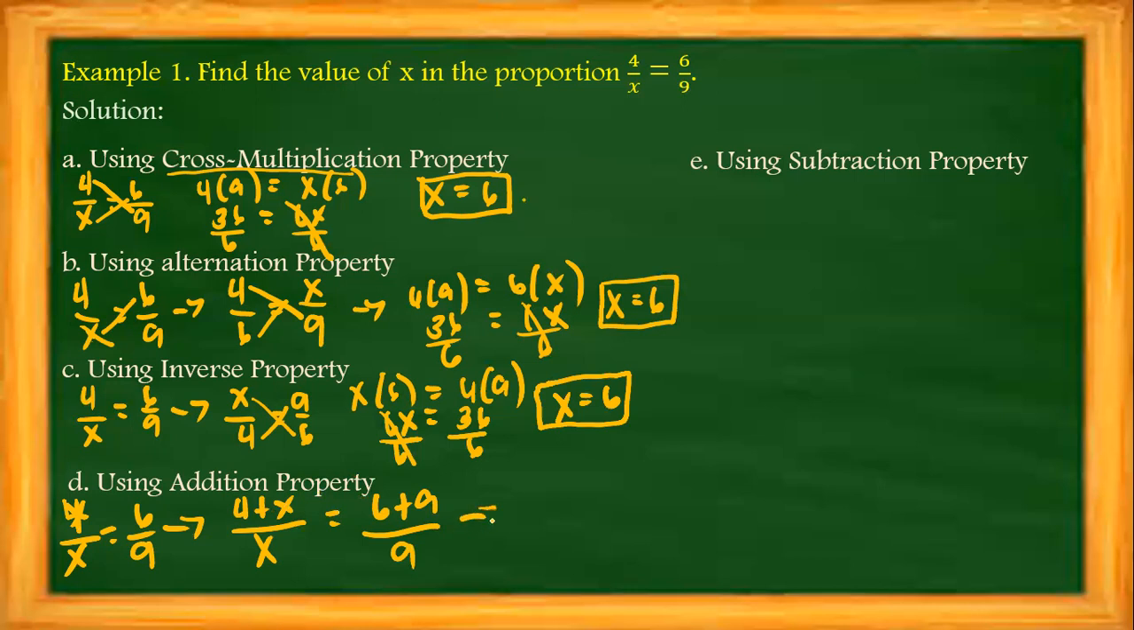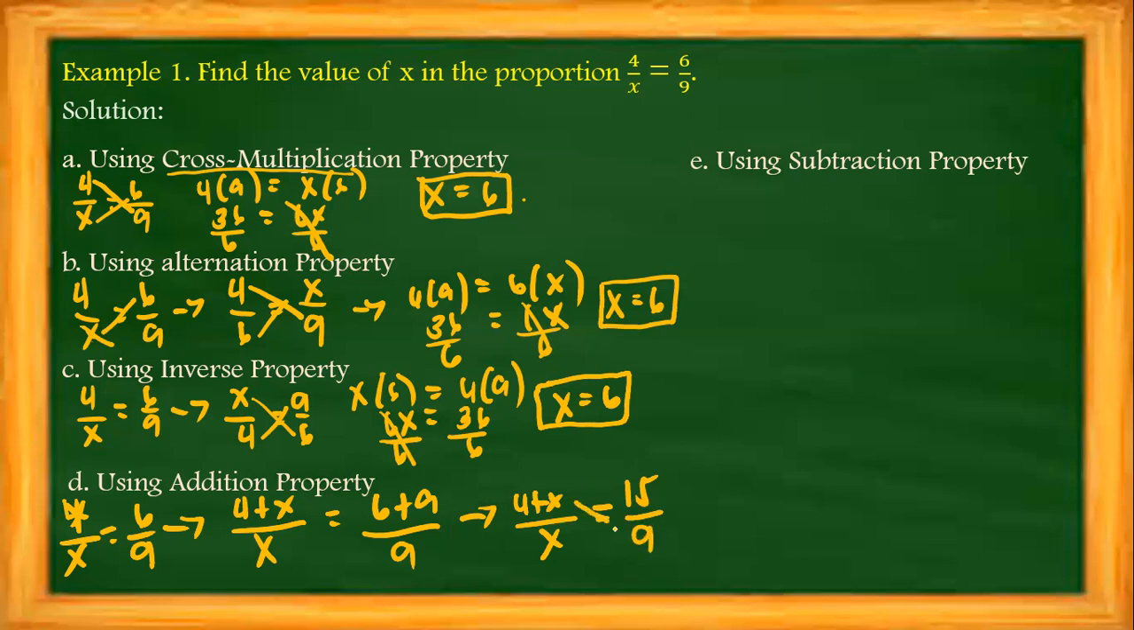Next, we cannot add 4 and x because they are different terms. Let's add 6 and 9. Let's copy 4 and x. 6 plus 9 is 15 is to 9.